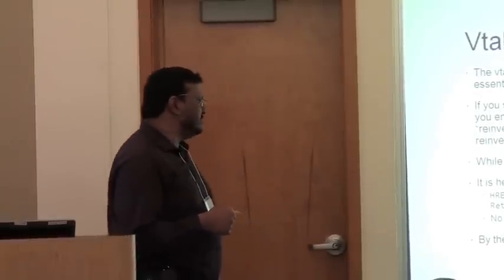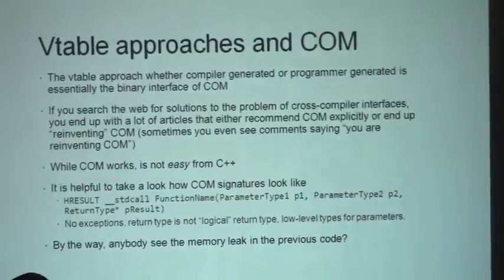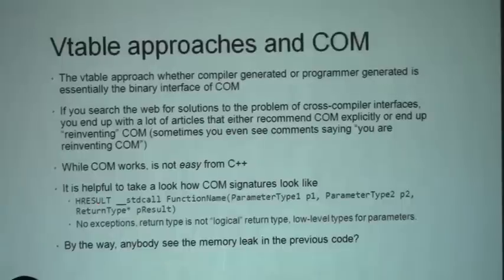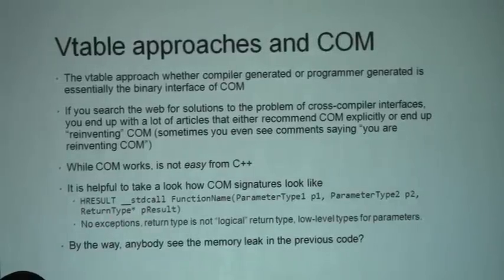You've got HRESULT, stdcall, basically specifying your calling convention, function name, parameter type 1, 2, and your return type that's basically done as an out parameter. And there's no exceptions. Your return type is not the logical return type. Our logical return type in that case was a bool, and we're returning an HRESULT, or an error code, and we're doing an out parameter. And the parameters are all low level.